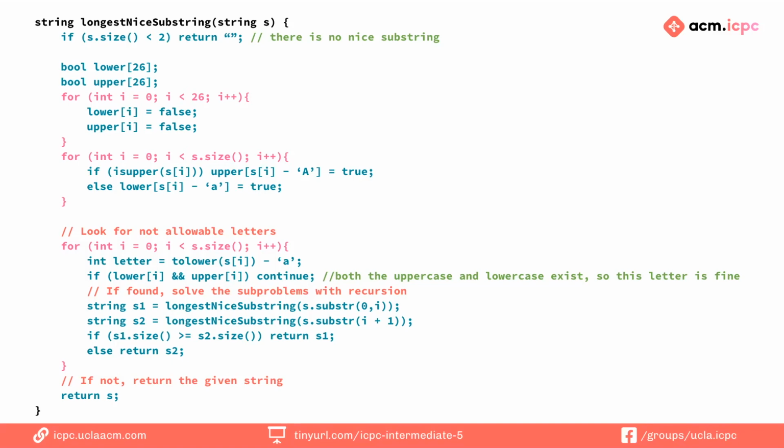But if we don't, we have our 2 subproblems. S dot substring from 0 to I is all the letters to the left of our letter that's unacceptable, and S dot substring of I plus 1 are all the letters to the right. This just uses the built-in substring function, which is very useful in a lot of string problems. But that's just a way for us to get the 2 smaller strings that we're solving for. Once we do that, we just solve for the longest substring for these 2 strings, and then we return the one that's longest. Can anyone tell me what we do if both these strings have the same length?